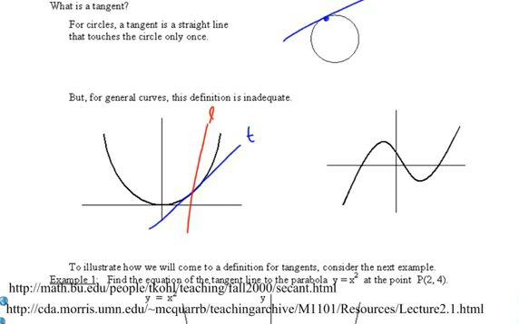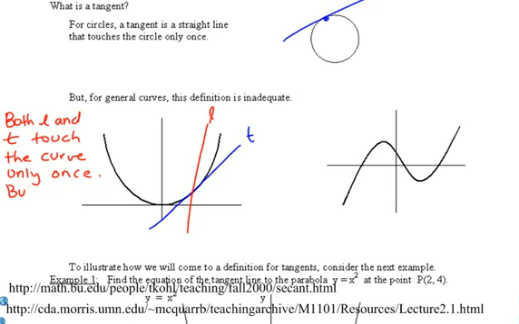Okay, so both L and T, write this down, listen up. Both L and T touch the curve only once. However, but only T is a tangent.